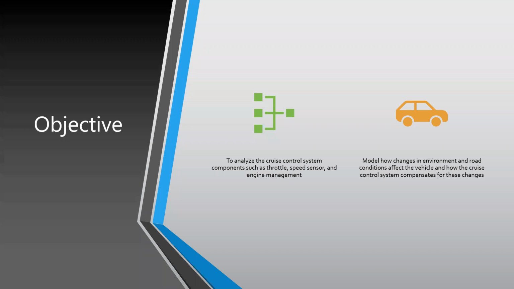Our objective for this assignment is to model the cruise control system and its components such as throttle, speed sensor, and engine management to better understand how the equipment talks to each other. Also to analyze how changes in the environment and road conditions affect the vehicle and how the cruise control system nearly instantaneously adjusts to these changes.